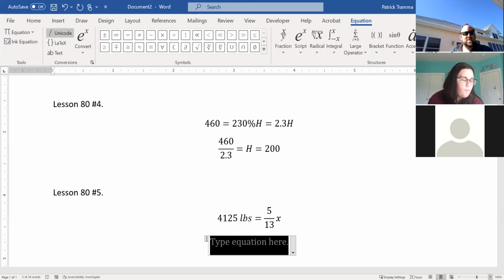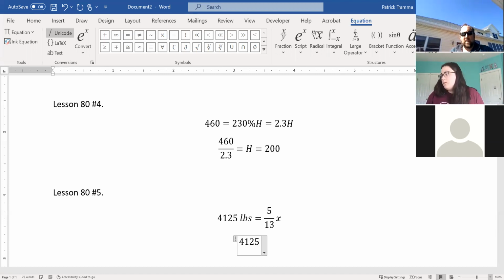Well, what's happening to x? It's being multiplied by 5/13, so we divide. And how do you divide a fraction? You multiply by the reciprocal. And what's the reciprocal? 13/5. There you go. So 4125 times 13/5 pounds equals x.